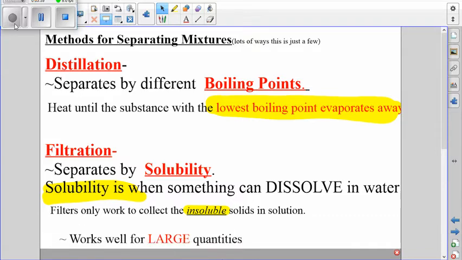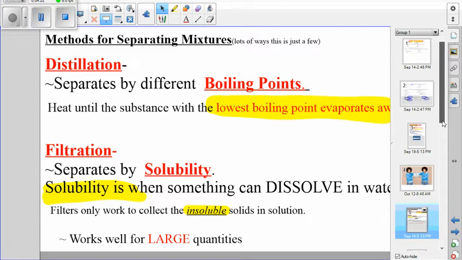Filters are great for large quantities. If you want to filter like 500 gallons of something, all you have to do is get a big funnel and some sort of filter and just pour whatever it is through it. It's really good for large quantities. People use this in industry all the time. It's really easy. So filters are good for big stuff.